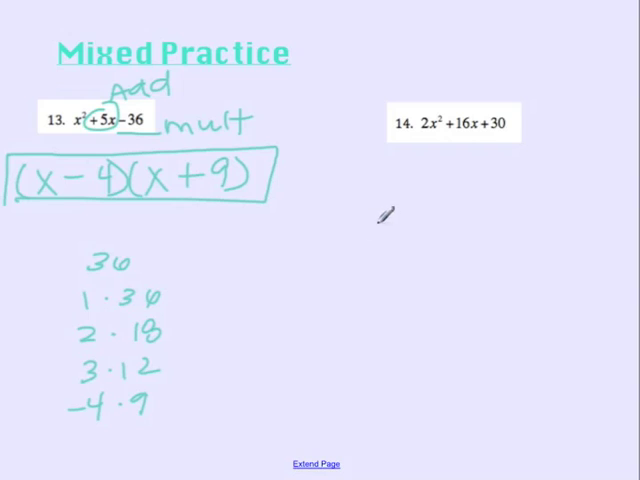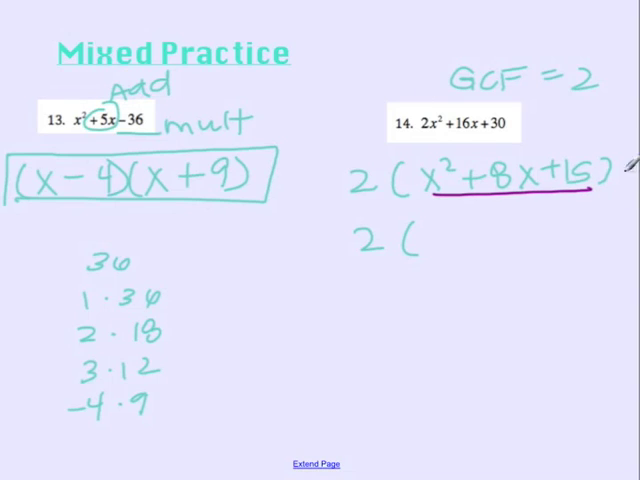I go ahead and I look at 14. I notice my number in front is a 2, but then I also notice it's a 16 and a 30. And I notice they're all divisible by 2, so I'm going to take out my GCF first. So my GCF for this one is 2. So I have 2x squared plus 8x plus 15. Now, I see this part right here is the same type of problem as number 13. So what multiplies to 15 but adds to 8?